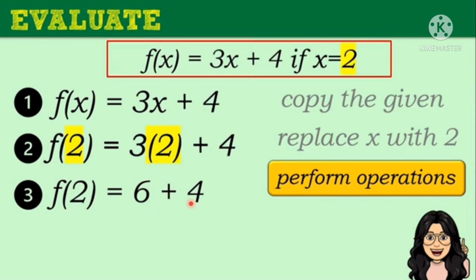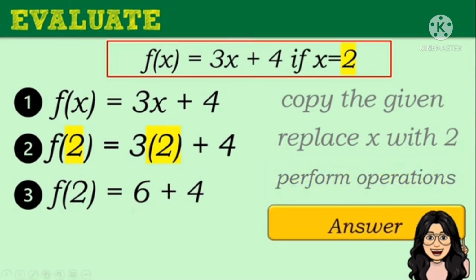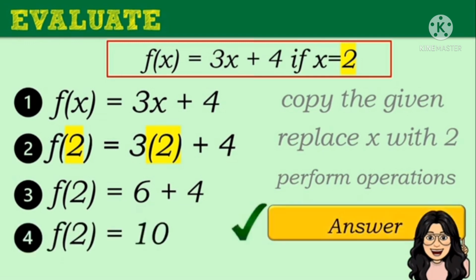Now, as we move on to the next step, we are still performing the indicated operation, which is now addition. So we will add 6 and 4. The result is, that is right, 10. So the final answer here is f of 2 is equal to 10. So that's how we evaluate this function. Take note, the value of x is 2.